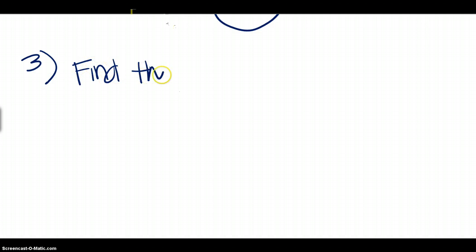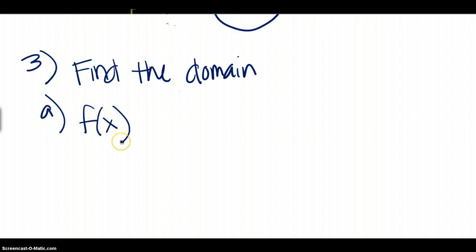All right, so next we're going to find the domain. The previous ones, they told us the domains. Now we're going to find the domain, or basically we're going to make sure that it's going to be a function and that it's going to work, and we're not going to be dividing by 0. So A, find the domain. f of x, the function of x, equals 1 over x squared plus 1.